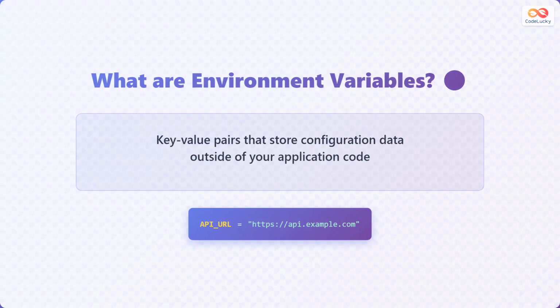Environment variables are key value pairs that store configuration data outside of your application code. For example, the variable named API_URL is assigned a value of https://app.example.com. This setup allows you to manage settings such as API endpoints without hard coding them directly into your application. This makes it easier to adjust configurations for different environments.